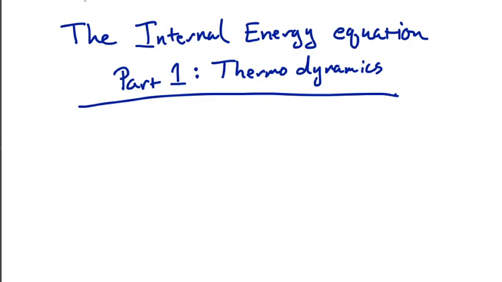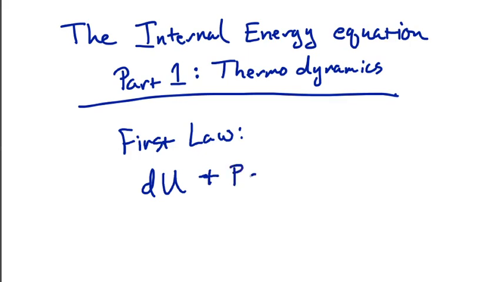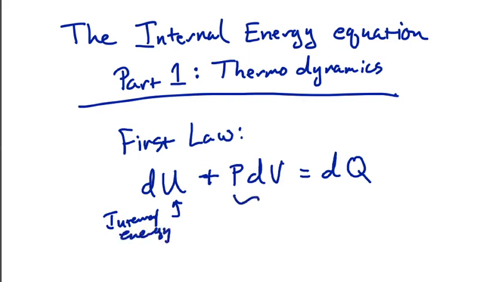Here we'll start to learn about where the internal energy equation comes from. So we're going to start by considering thermodynamics, and in fact the first law of thermodynamics. The first law says that dU plus P dV, where U is the internal energy, P is pressure, V is volume, is given by dQ. Internal energy combined with PdV work gives you the heat of the system, dQ.